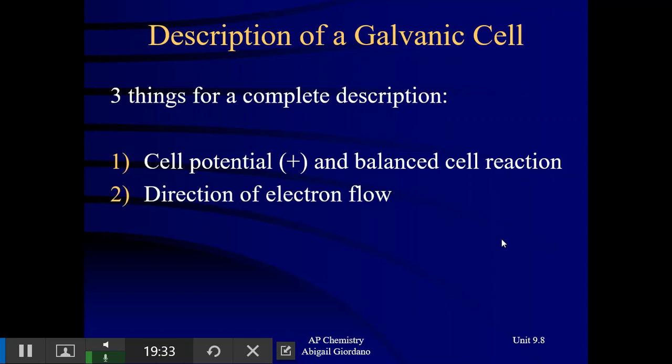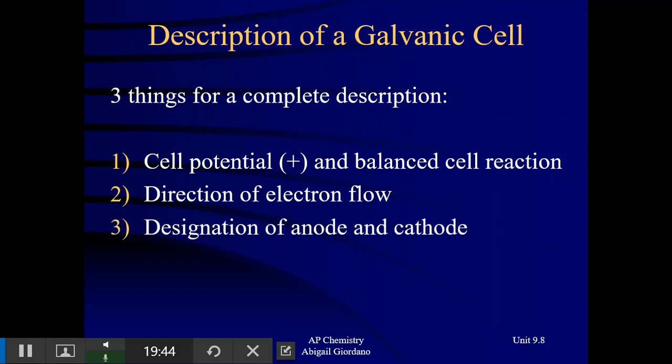Okay. If it's a drawing, you may be asked to draw in an arrow indicating which way electrons are flowing. And you may be asked to identify which half cell is the anode and which half cell is the cathode, which we talked about in our last unit.